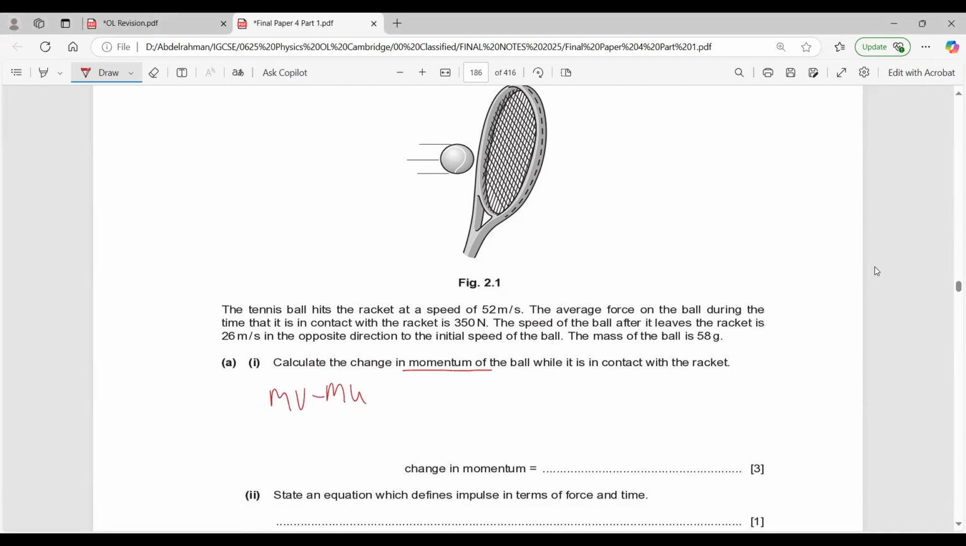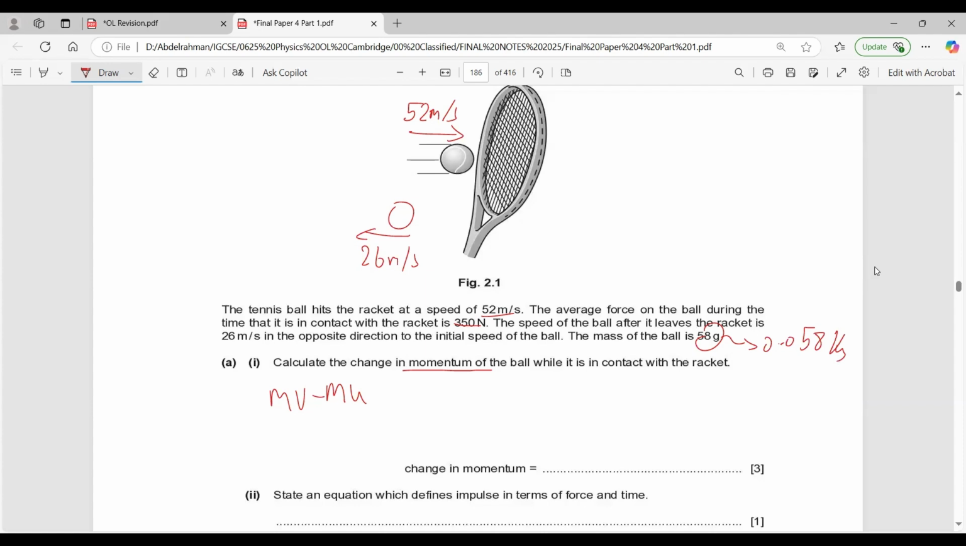The ball hits the racket at a speed of 52 meters per second. There's a force of 350 newtons. The speed of the ball after it leaves the racket is 26 meters per second. So mv minus mu: the mass is 58 grams, so we need to change this mass to 0.058 kilograms. So 0.058 times 52 minus 0.058 times 26.